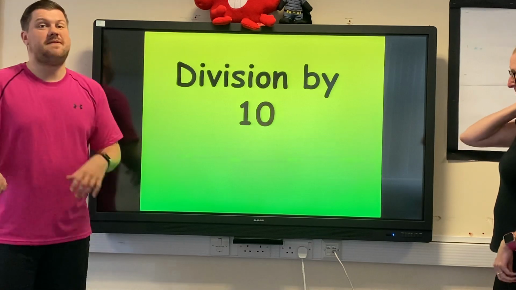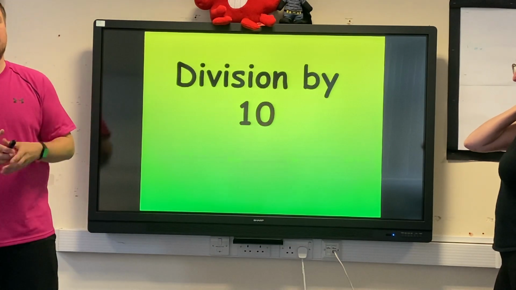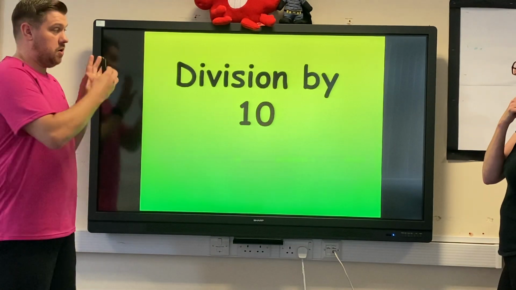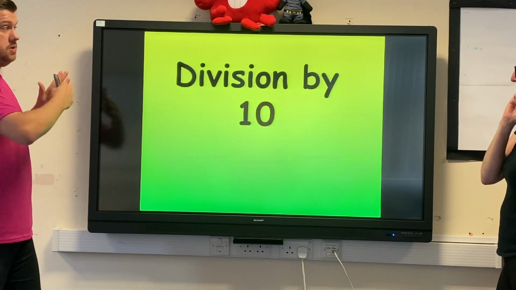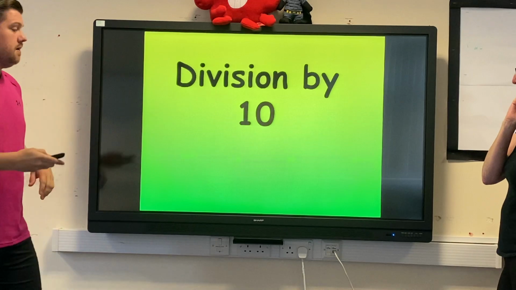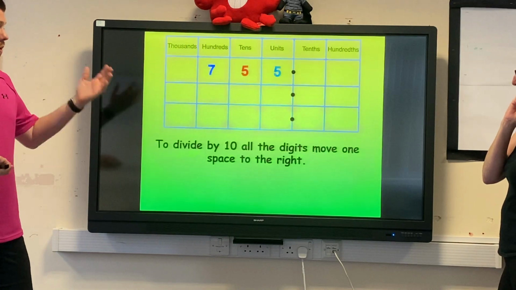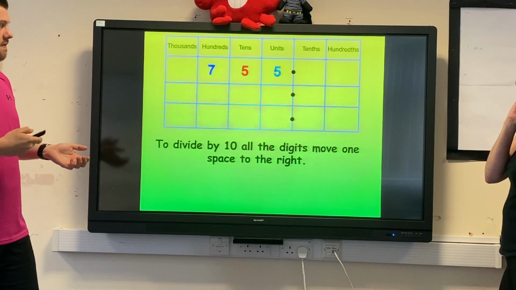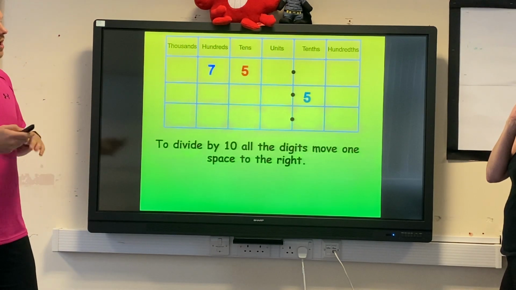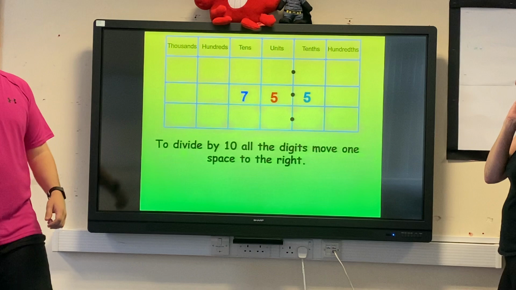Okay, so now we're looking at division. So exactly the same kind of method. This time the numbers are going to be getting smaller. So the jumps are going to be going to the right rather than the left. So because there's 1 zero in 10, we're going to be doing 1 jump to the right. So 755 would then change to 75.5.